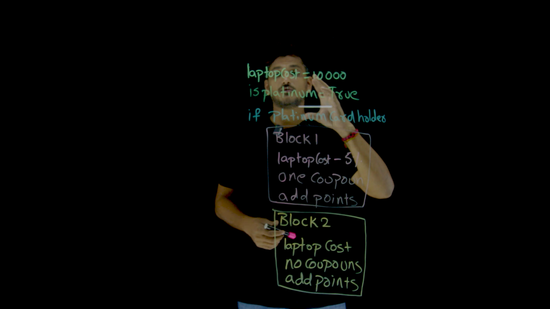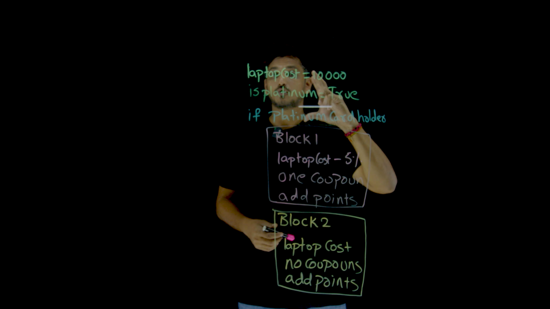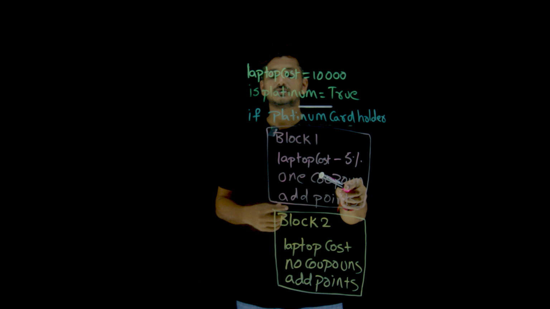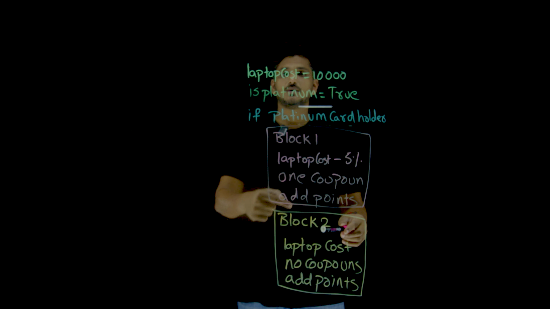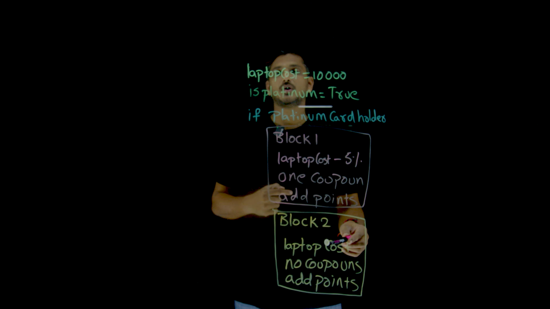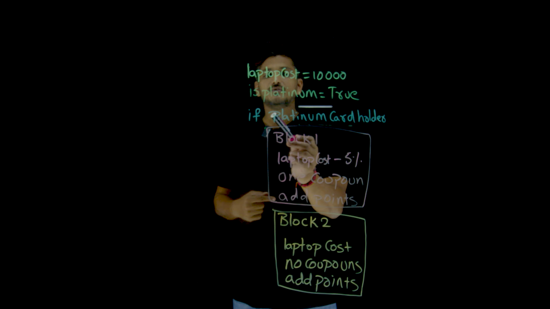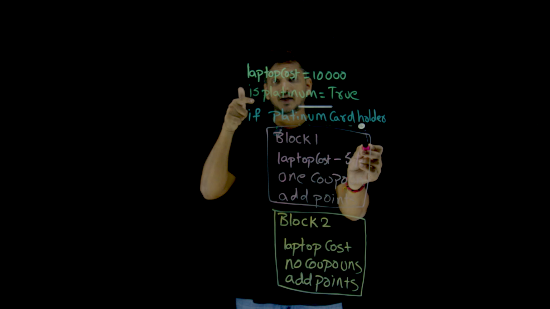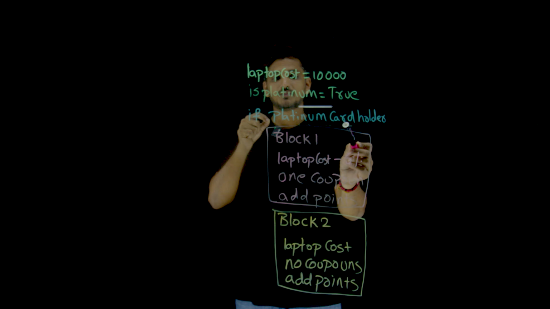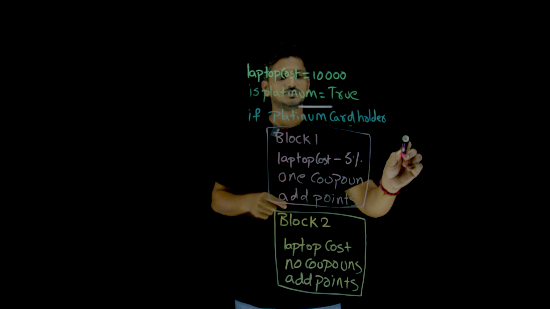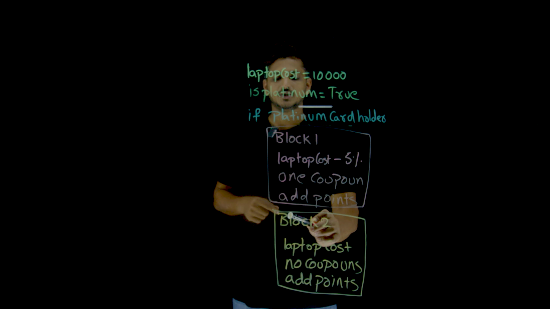So you have written two blocks of code. Understand the terms properly: two blocks of code. One block is for platinum card holders. The second block is for non-platinum card holders. If this condition has been met, if he is a platinum card holder, try to execute this block of code. The other block should be avoided.